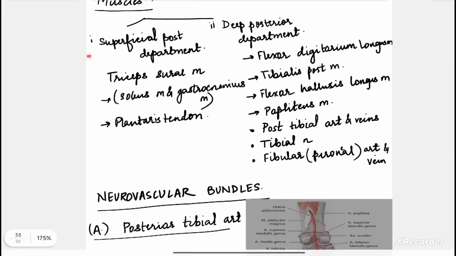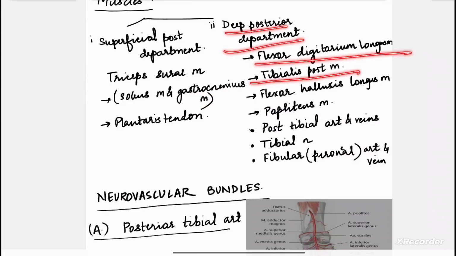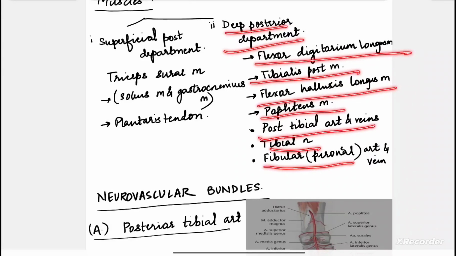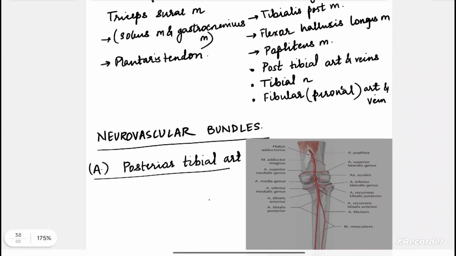Now, muscles are in the superficial posterior compartment and the deep posterior compartment. The superficial posterior compartment has the triceps surae muscles, which are the soleus and gastrocnemius muscles, and the plantaris tendon. The deep posterior compartment has flexor digitorum longus, tibialis posterior, flexor hallucis longus, popliteus muscle, posterior tibial artery and vein, tibial nerve, and fibular peroneal artery and vein.